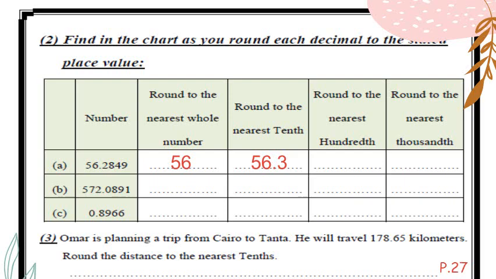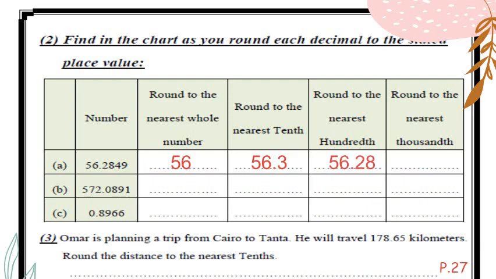Okay, now I need to round this number to the nearest hundredth. Which digit is under hundredth? It's 8. Circle next door, 4. 4 is weak, so that means nothing happens. So 9 will be 0, 4 will be 0, 8 keep it as it is, 2 as it is, decimal point, 6, 5. That means my final answer is 56.28.